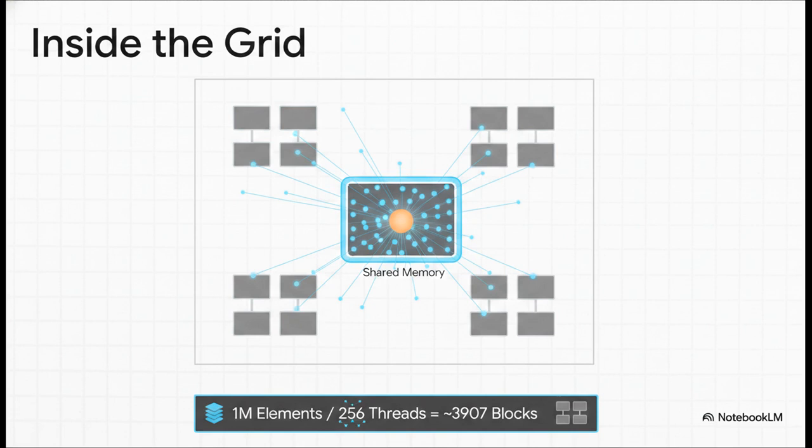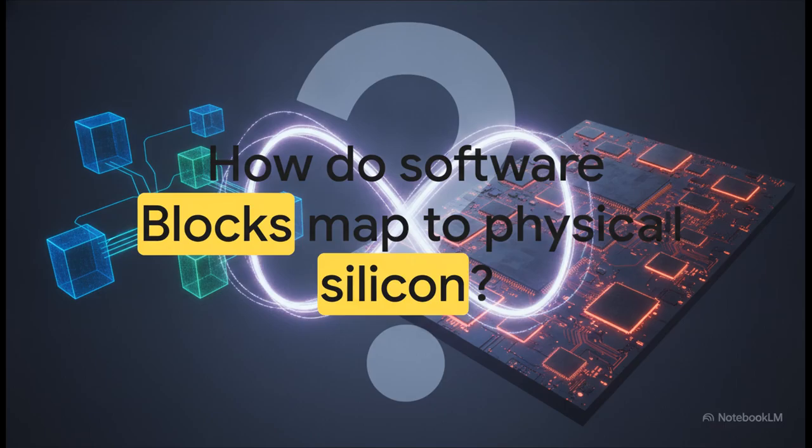It scales up fast. But here's the crucial point. You define these blocks in your code, right? But you don't assign them to specific physical locations. You can't just tell block 0 to go sit in the top left corner of the chip. So how do these software blocks actually map to the physical silicon? Well, the hardware steps in and handles that entirely behind the scenes.